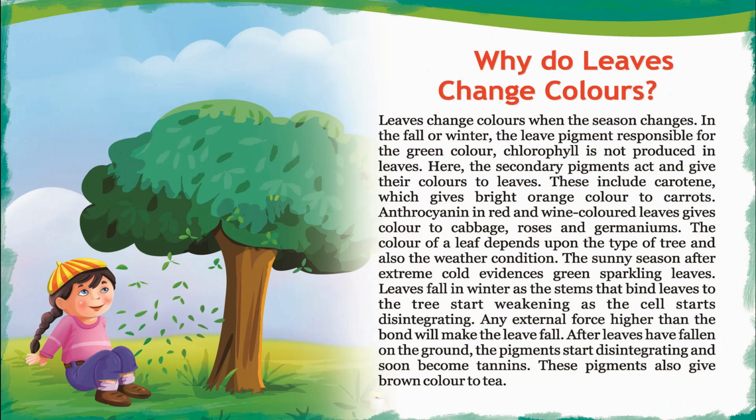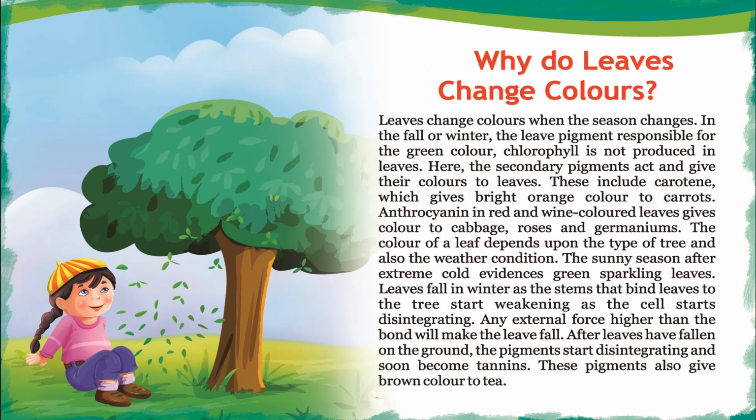Why do leaves change colors? Leaves change colors when the season changes. In the fall or winter, the leaf pigment responsible for the green color, chlorophyll, is not produced in leaves. Here, the secondary pigments act and give their colors to leaves. These include carotene, which gives bright orange color to carrots.